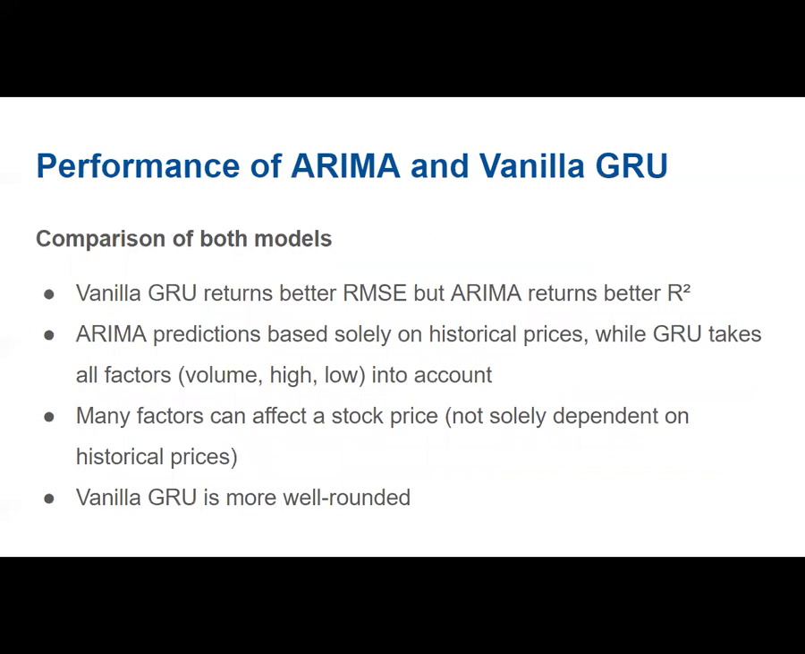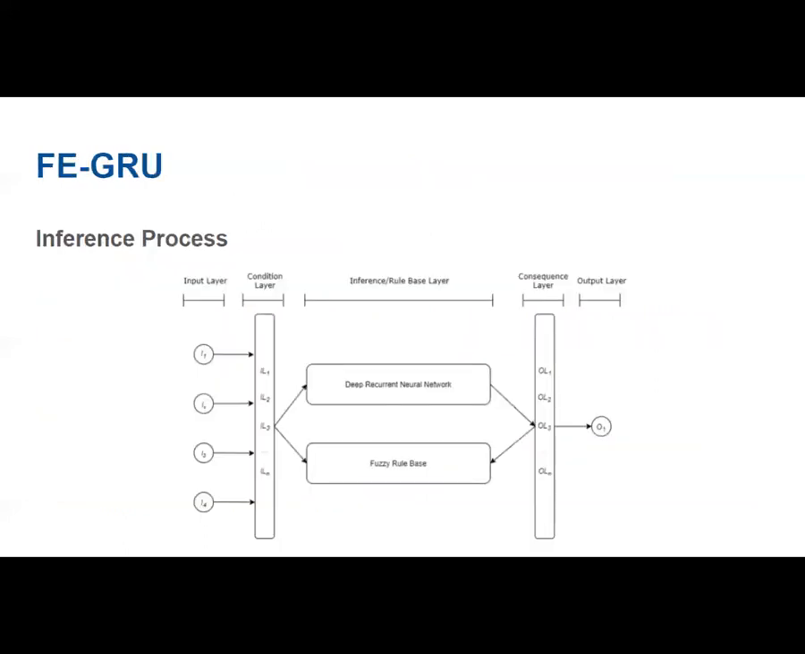Comparing both models, ARIMA returned a better R-square. However, its prediction is based solely on historical prices, while the GRU takes into account all factors including volume, highs and lows of each day. In actual fact, stock price is dependent on many factors, not just historical price. Hence, the GRU is more well-rounded.